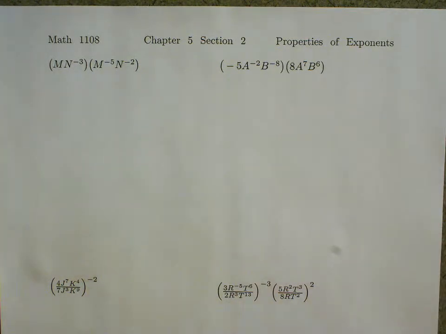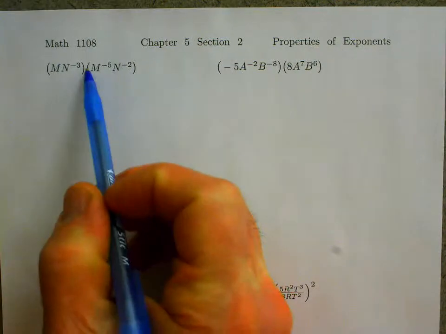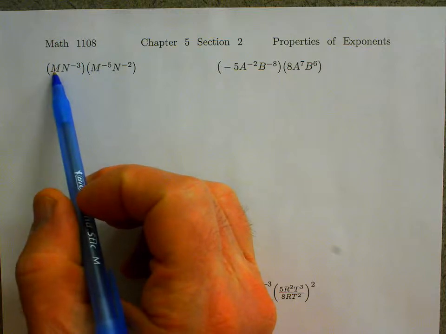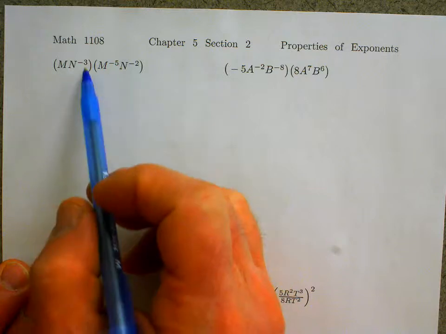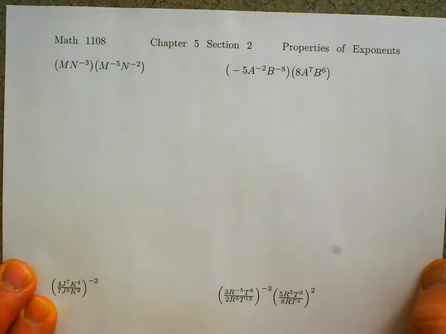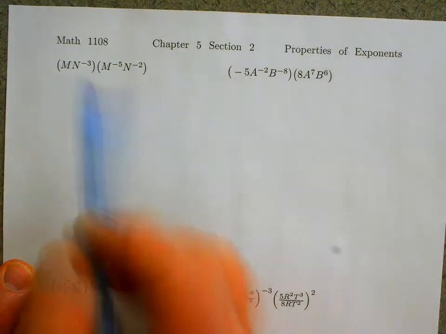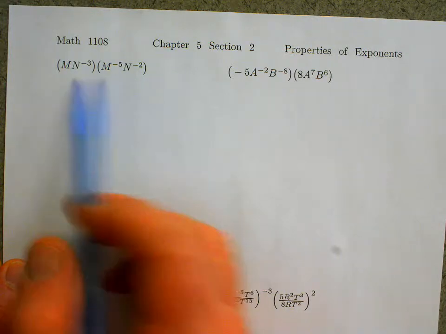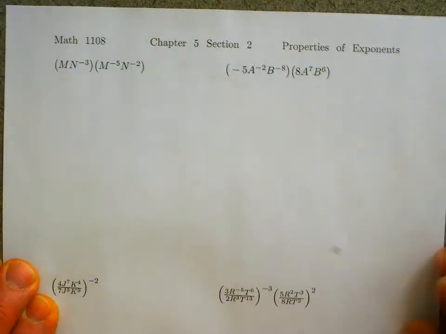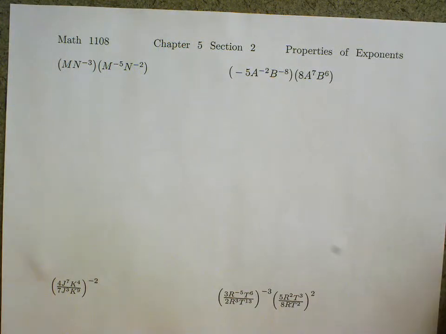Okay, so this one involves a product. We're just multiplying a bunch of things together. And we have 3 negative exponents. So in the end, we want our answer to have no negative exponents, and we want each variable to appear only once with a positive exponent.